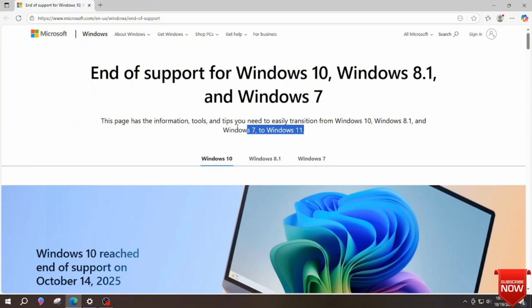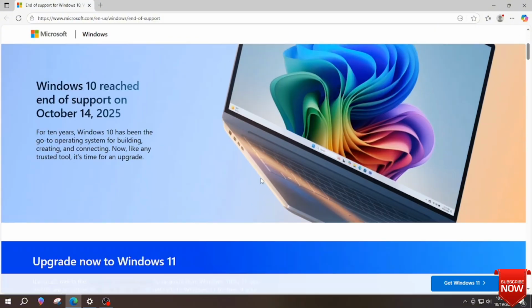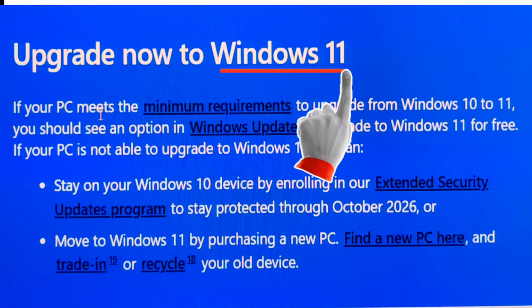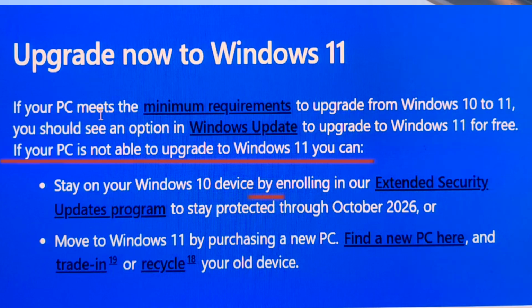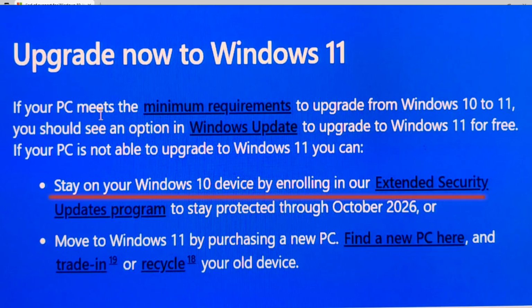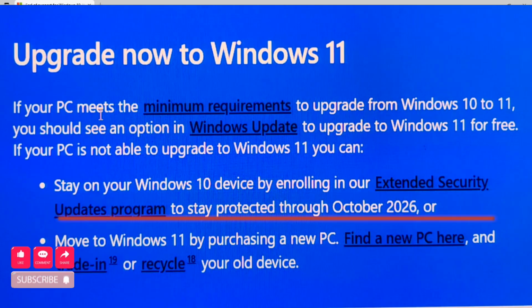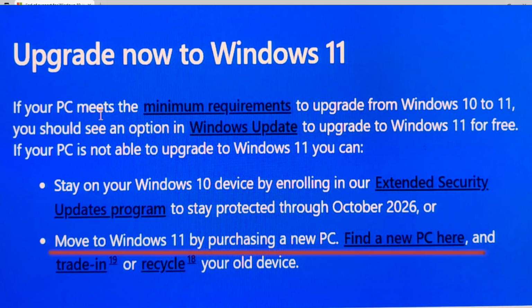This page has some information and instructions. Here you see some information. Update now to Windows 11. If your PC meets the minimum requirements to upgrade from Windows 10 to Windows 11, you should see an option in Windows Update to upgrade to Windows 11 for free. If your PC is not able to upgrade to Windows 11, you can stay on Windows 10 by enrolling in the Microsoft account Extended Security Update Program to stay protected through October 2026, or move to Windows 11 by purchasing a new PC.